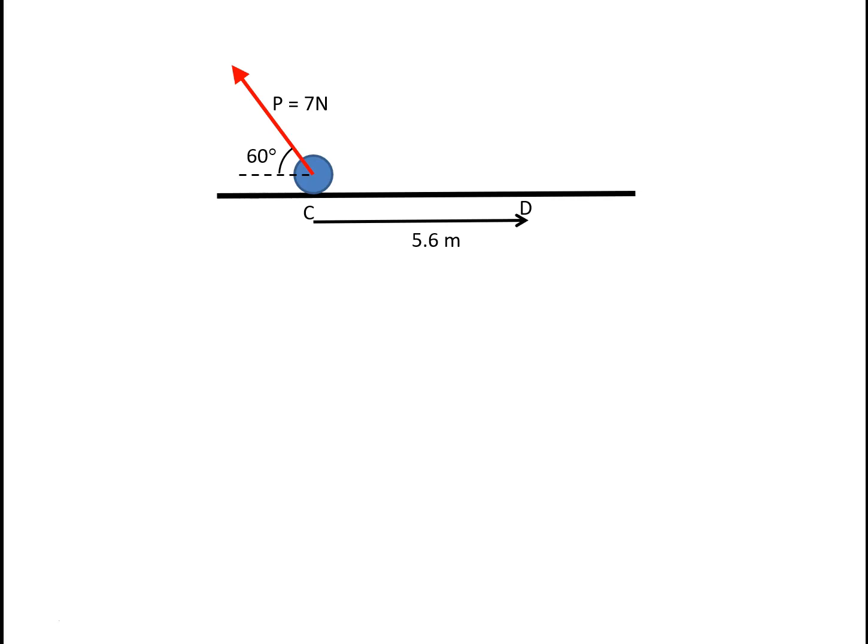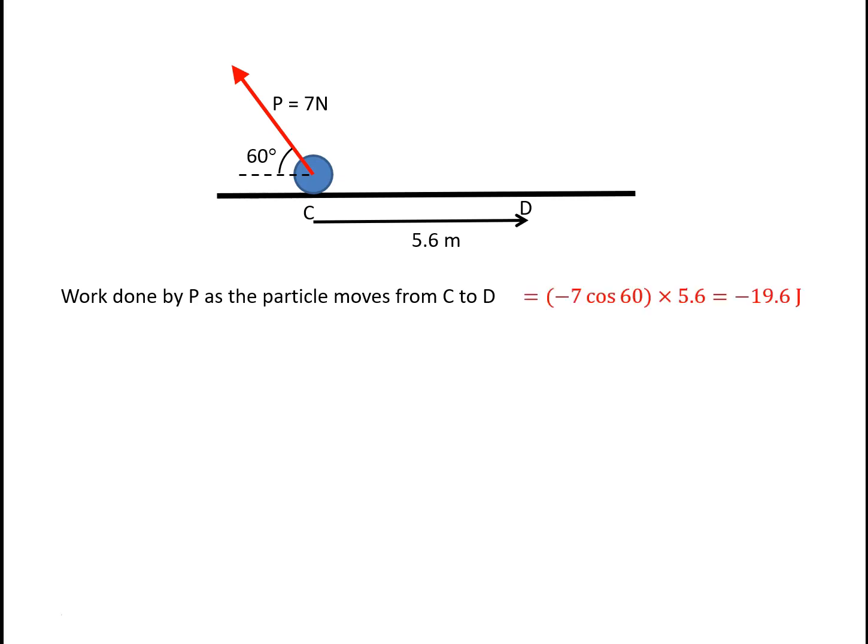1 joule is the work done when a force of 1 newton moves 1 meter along its line of action. Now, in the case of the diagram that we've got here, the particle is moving from C to D, which is a movement of 5.6 meters, and one of the forces acting on the particle is this force P, which is 7 newtons at 60 degrees to the horizontal. Then the work done by P as the particle moves from C to D is the component of P in the direction C to D.